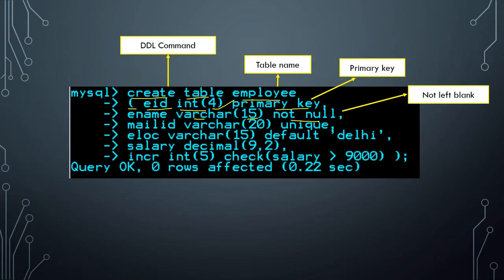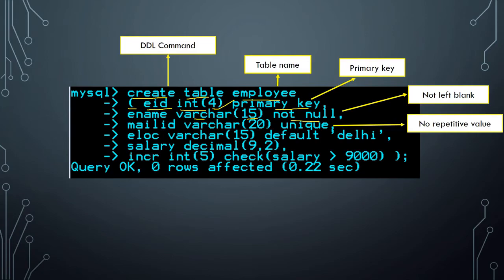Next, I have mail ID. As I told you earlier, every person has a unique mail ID. So if I want to ensure that no two persons can fill in the same ID, that's why I'm using the unique constraint over here. That means no two rows have the same values or the same data in our column.